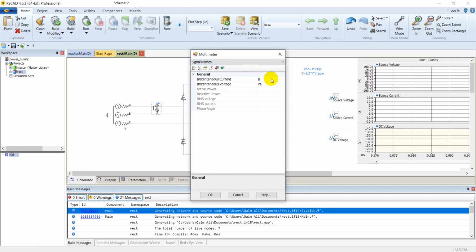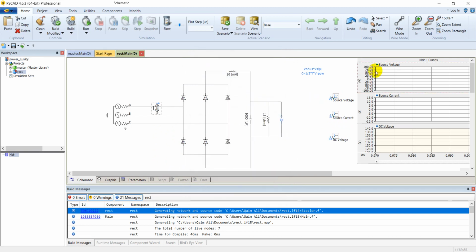The signal names are IS and VS, and we are plotting source voltage and source current here using these output channels and signal labels. The DC voltage across the output capacitor and the load is EA, and we are plotting it here.